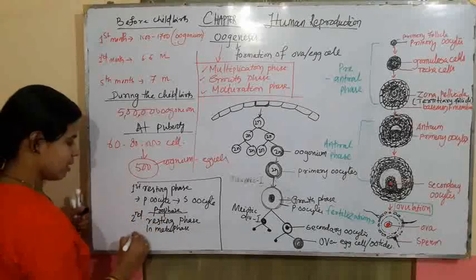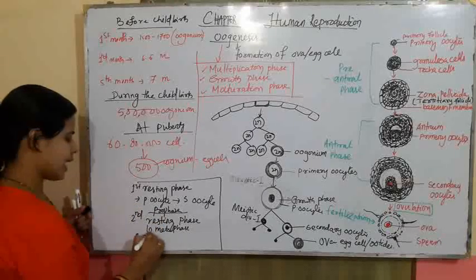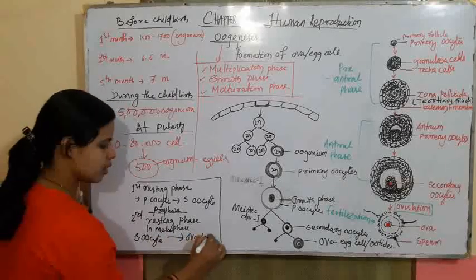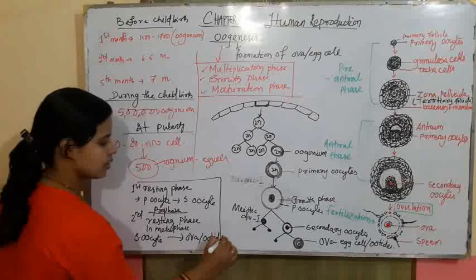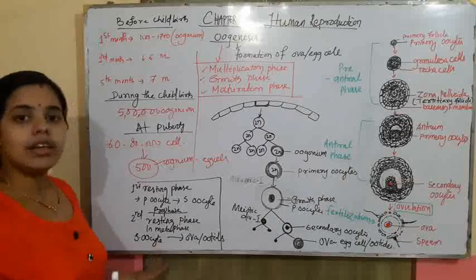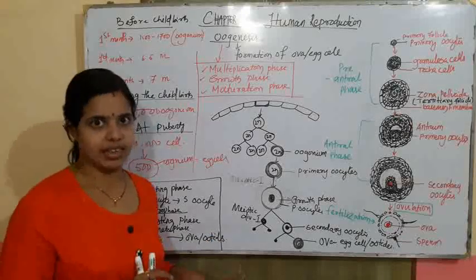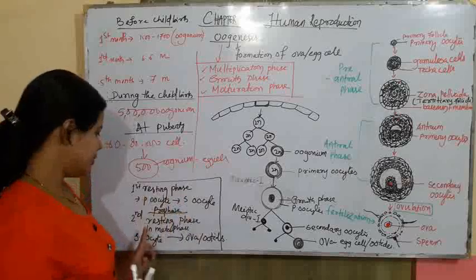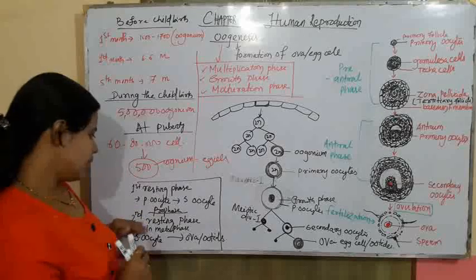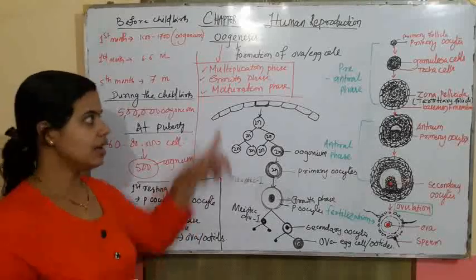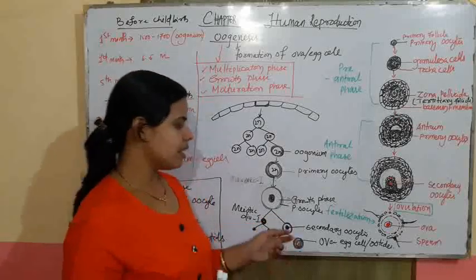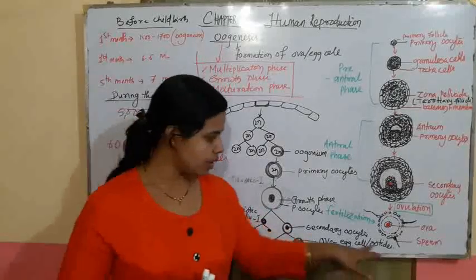When will it happen? When secondary oocytes convert into ova, or you can say ootids. So when the secondary oocyte has to convert into an egg cell, at that time also during metaphase it gets arrested, or you can say it undergoes the second resting phase in the maturation phase. So at that time what happened? The ootids will form.